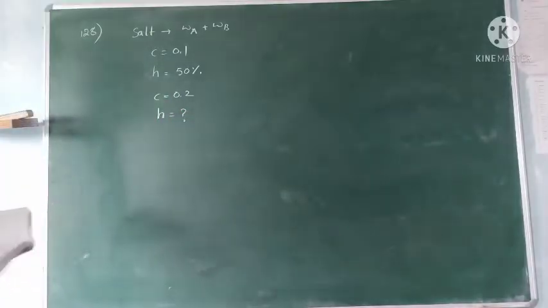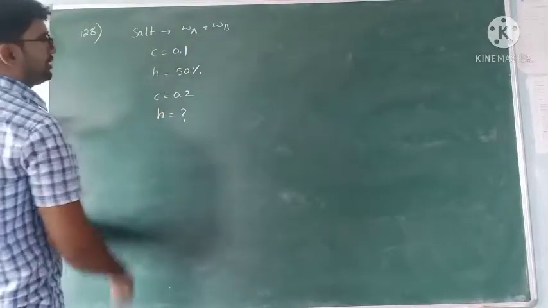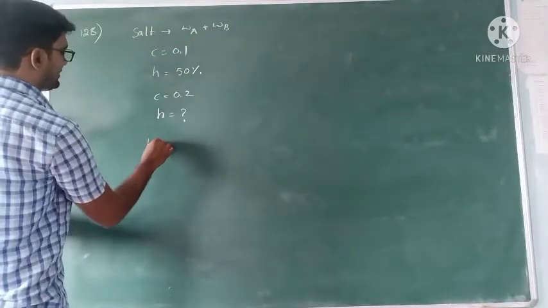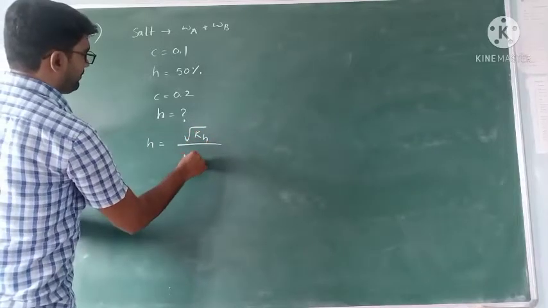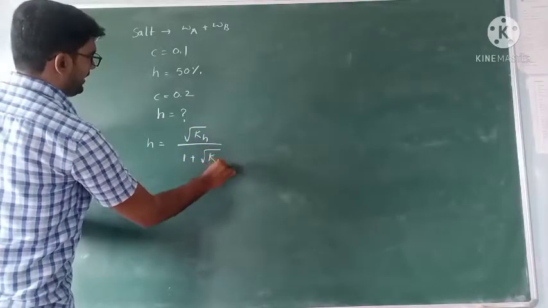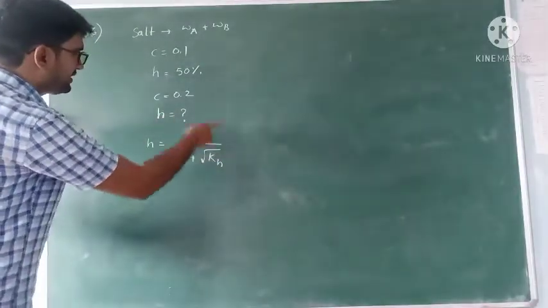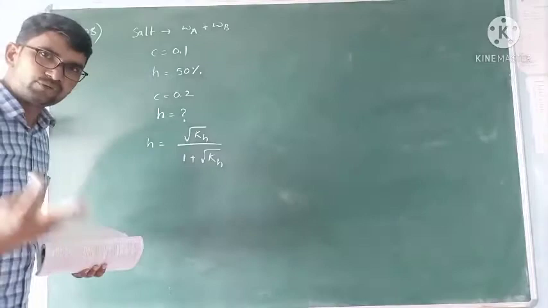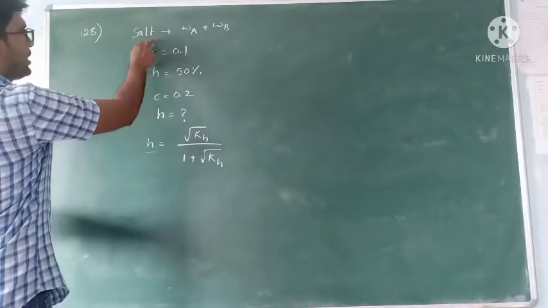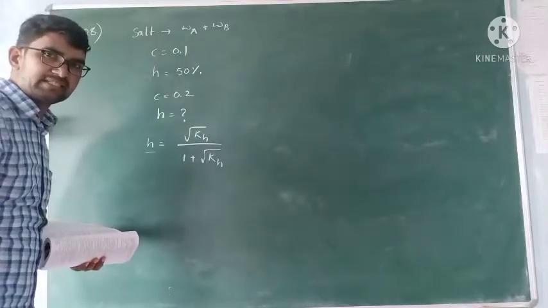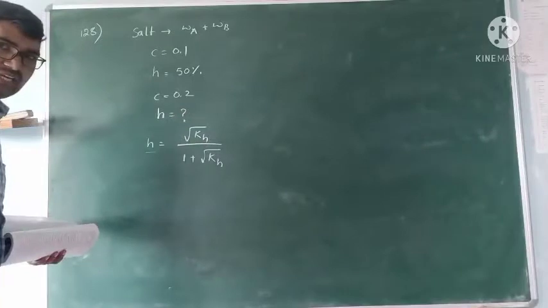That is the question. Generally, we know that for salts of weak acid and weak base, h equal to root Kh by 1 plus root Kh. Is there any concentration term? Is there any C? No C. The degree of hydrolysis of a salt of weak acid and weak base is independent of the concentration of the solution.